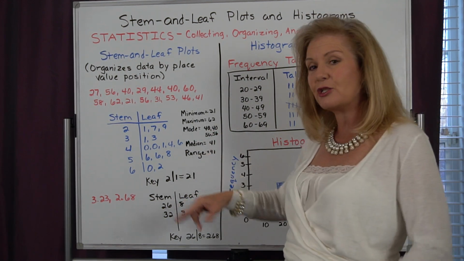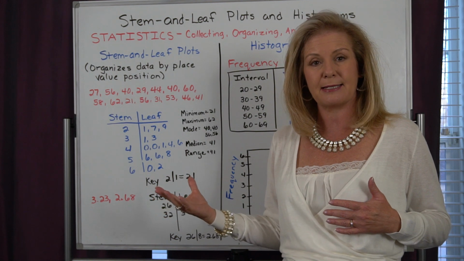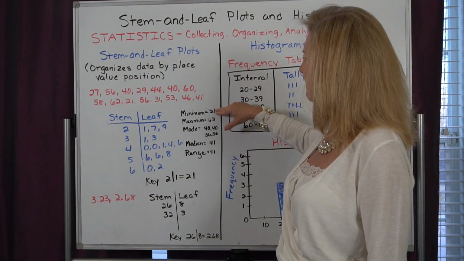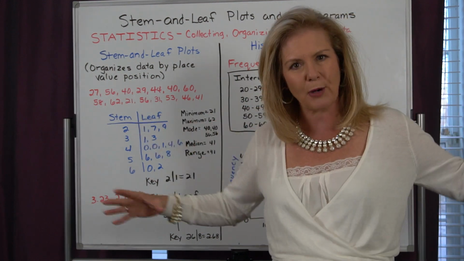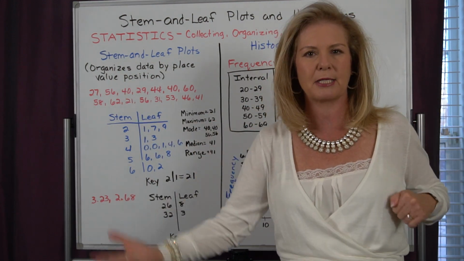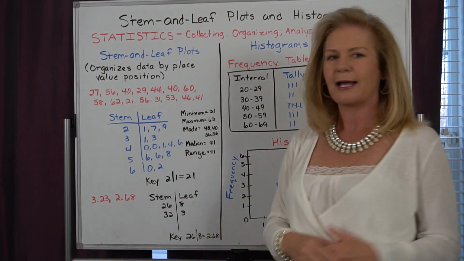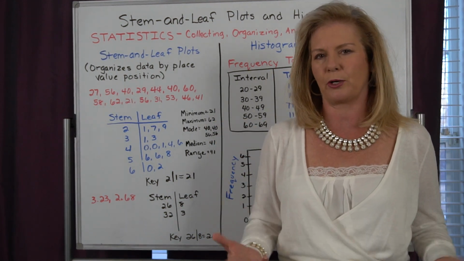My range is my largest piece of data minus my smallest piece of data. So it's my maximum minus my minimum. It's the spread of the data from the smallest number to the largest number. Well, when I subtract 62 minus 21, I see that the spread of my data is 41 for that.